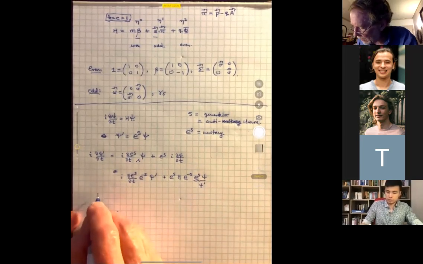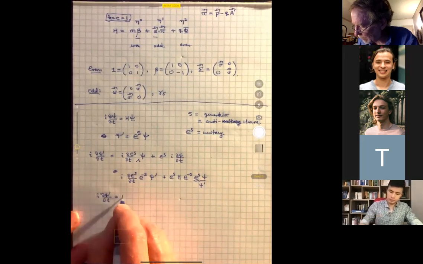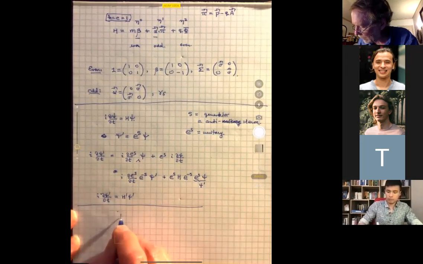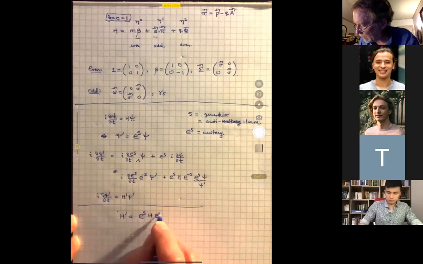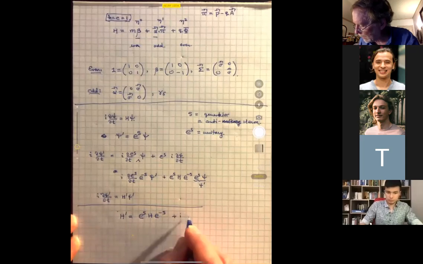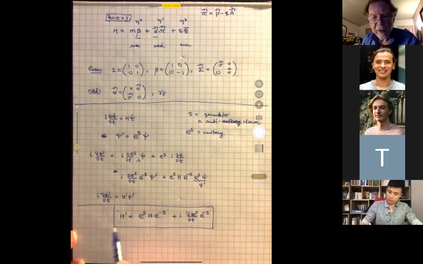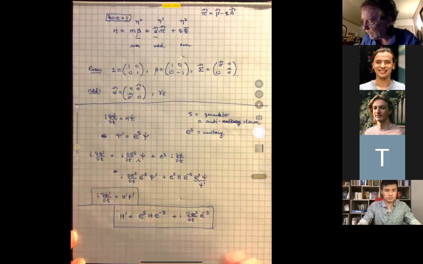And the result of this is that we get i times partial psi prime with respect to t is equal to h prime psi prime. The Schrodinger equation is restored to its original form if h prime is equal to e to the s times h times e to the minus s plus i times d of e to the s dt times e to the minus s. All right. And this is the transformation law for the Hamiltonian under this unitary transformation, including a time-dependent term, as you see, and it maintains the form of the Schrodinger equation. All right.